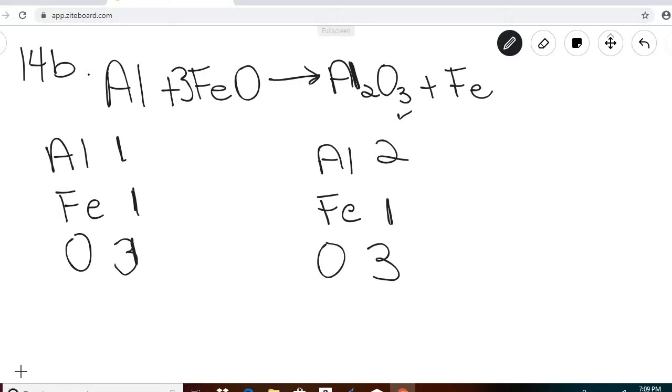Now we have 3 irons over here, and 3 irons here and only 1 here, so that's an easy fix. We can just put 3 irons there. So now we have 3 and 3 for the irons. And then if we look at the aluminums, we have 2 aluminums here and only 1 here. So we can put 2 aluminums there, and now we have 2 on both sides.